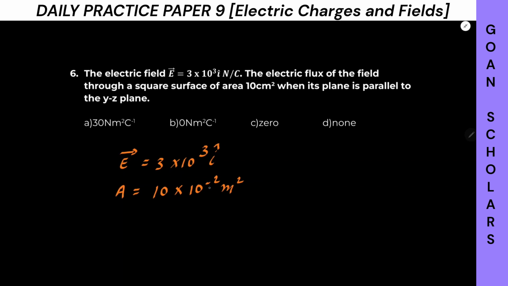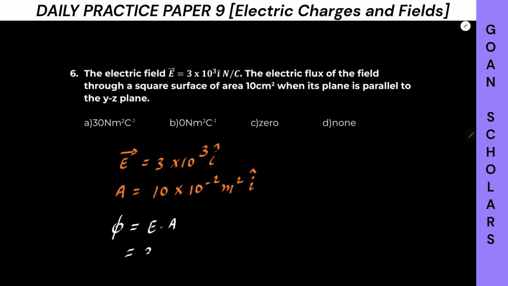Okay, so the plane of the area is parallel to YZ, which means the normal to the area will be along which direction? If something is parallel to YZ, its perpendicular direction is which one? X-axis. So this will be I cap here. Let me write here I cap. Okay, so let's multiply them to get our flux. So flux phi will be equal to E into area, right?